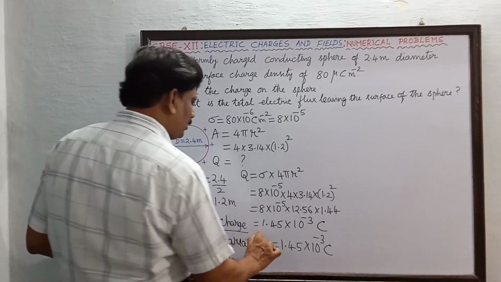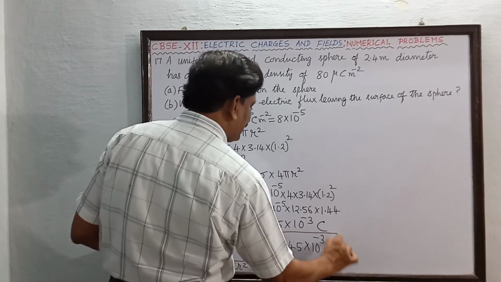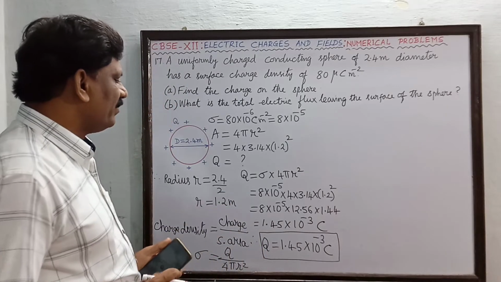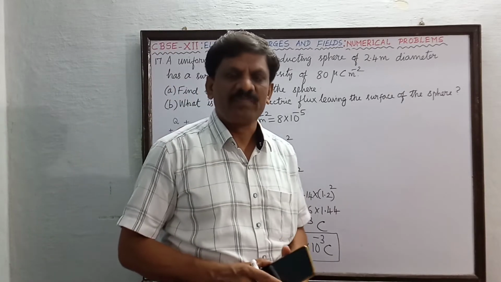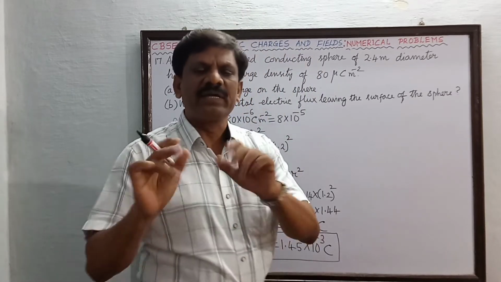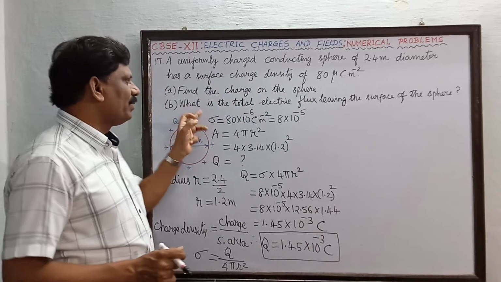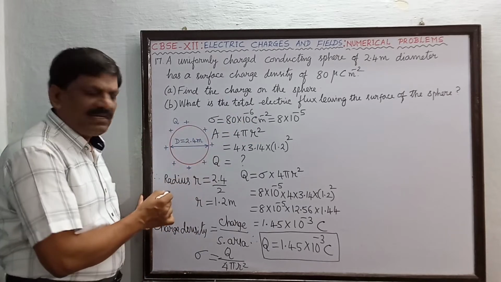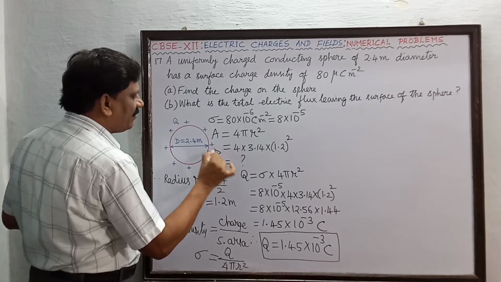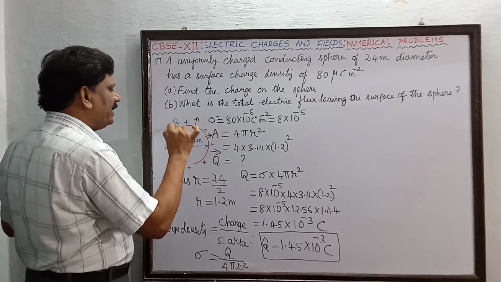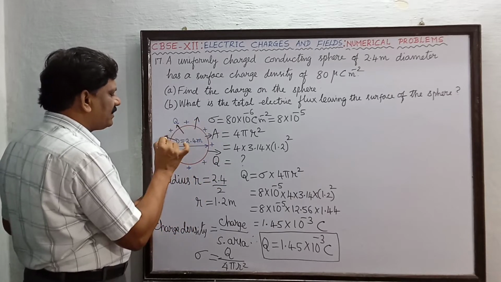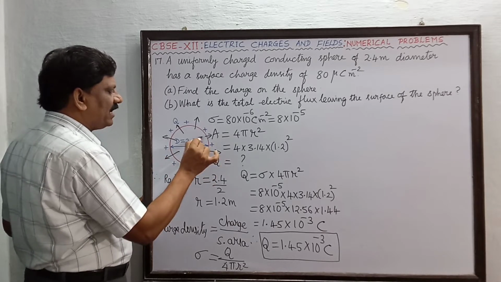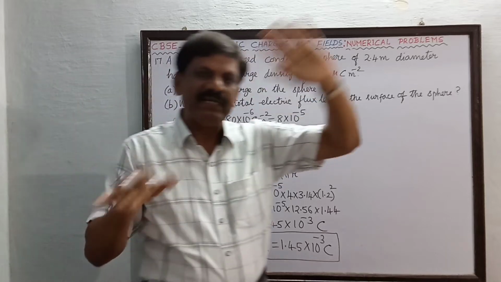That's also permitted. So the first part of this problem has an answer. Q is equal to 1.45 into 10 power minus 3 coulomb. Okay, students? How do you approach the second part of the problem? Now, these are all positive charges and hence there will be a flux. Flux will be passing perpendicular to the surface area on all sides like this. So, these are the electric flux lines which are penetrating through the surface area.